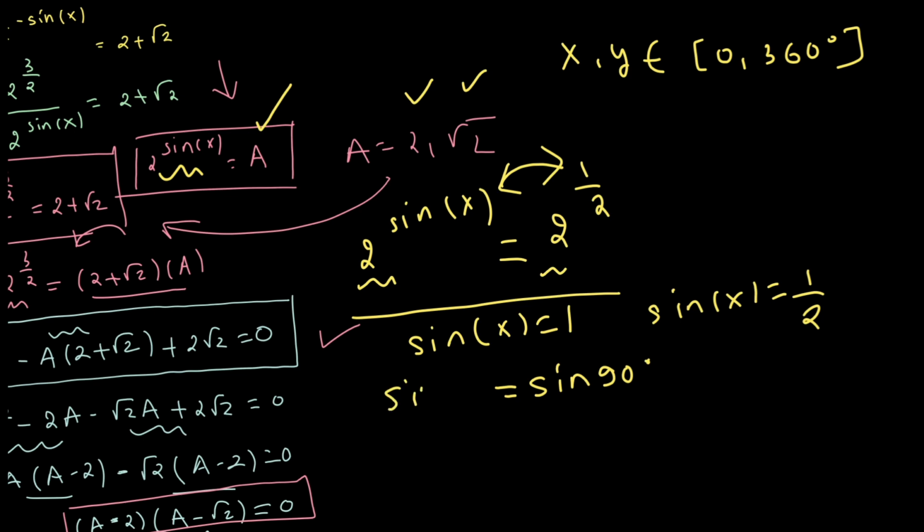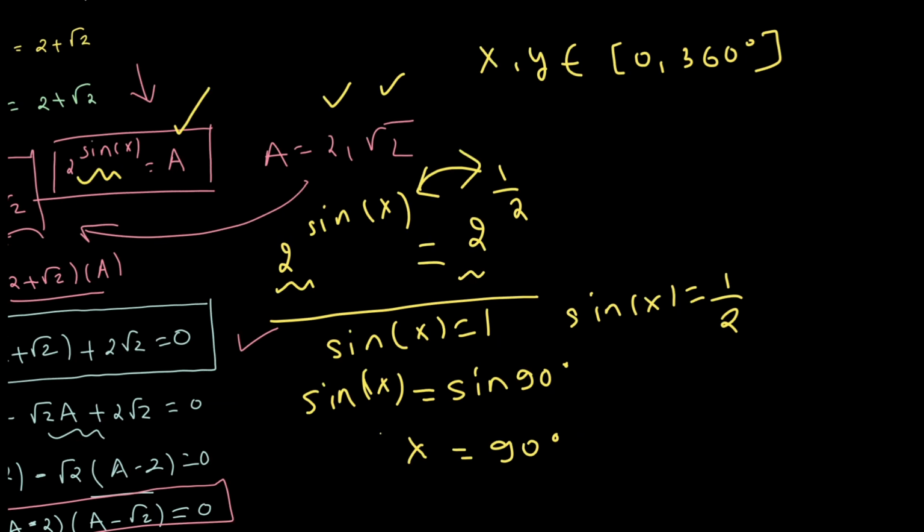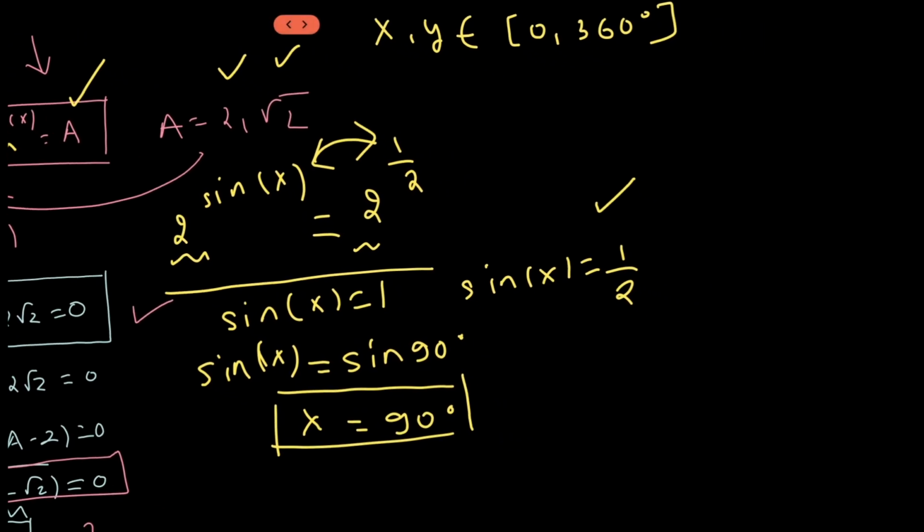So sine of x equals to sine of 90. On comparing this equation, the value of x will turn out to be 90 degree. So here we have got one of the values of x. The reason I told one of the solution is because this equation is still pending to be solved. So sine of x equals to 1 upon 2.